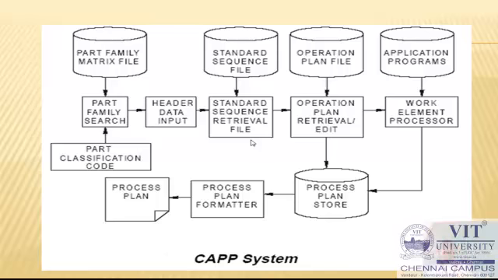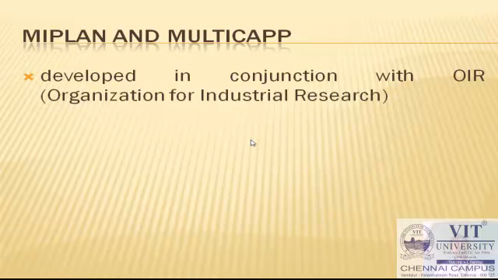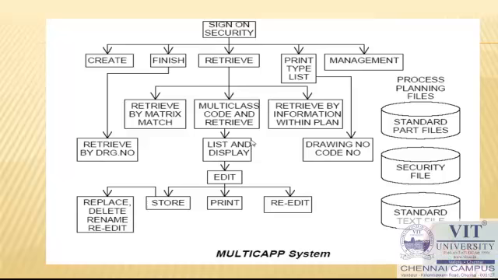Computer Aided Manufacturing International Process Planning. The next one is Plan and MultiCap. These two are related process planning software, also relevant to the first one we discussed earlier. This is generated by the Organization for Industrial Research. Both Plan and MultiCap are advanced versions of computer aided process planning when compared to the old one, CAPP. So this is the MultiCap system.